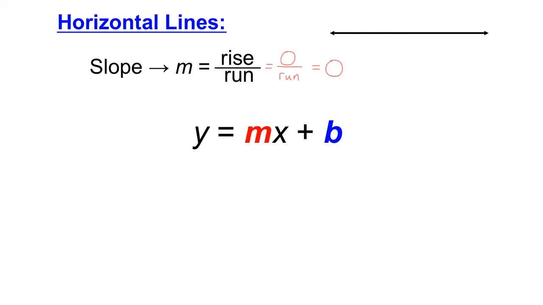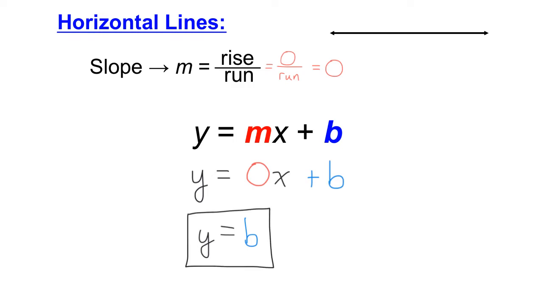Now, as far as an equation goes, here we have the general form, y equals mx plus b. Well, if m is 0, then we have y equals 0x plus b. Well, 0 times anything, it doesn't matter what x is. If it's multiplied by 0, that's just 0. So this whole term here is nothing. So really, our equation is just y equals b. And so when you have a horizontal line, that's the equation you'll have. Y equals a number, and that number is your y-intercept.